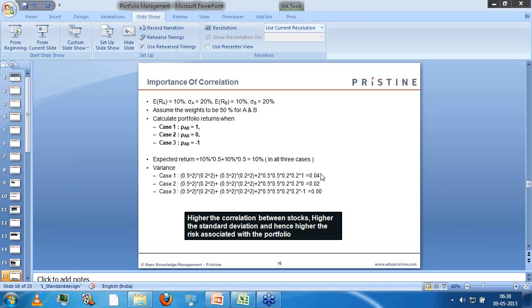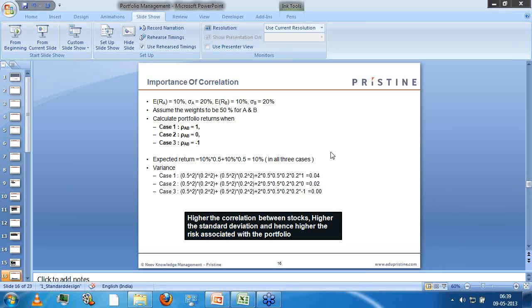In this case, the variance comes out to be 0.04. That means your standard deviation will be the square root of this term, which will be 0.2, that is 20%. So you are seeing that if your stocks are perfectly positively correlated, you are not able to minimize the standard deviation, because the standard deviation for both the stocks is 20%, and the standard deviation for the portfolio is also 20%, right?